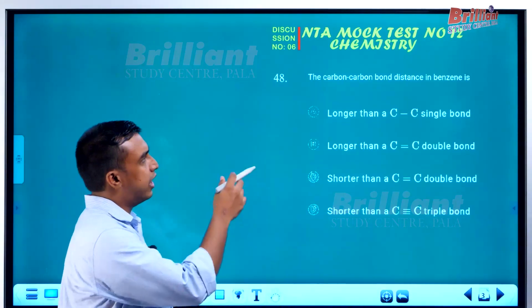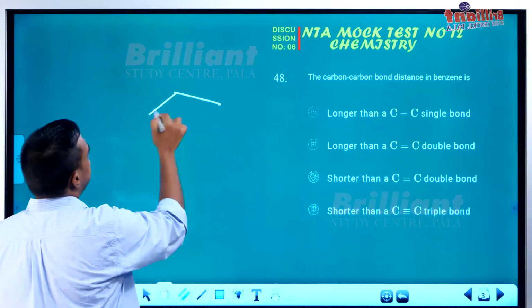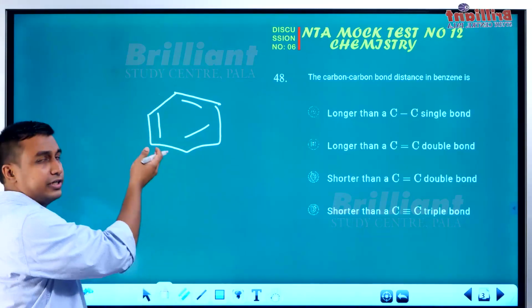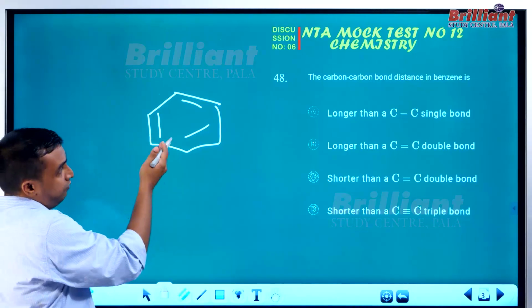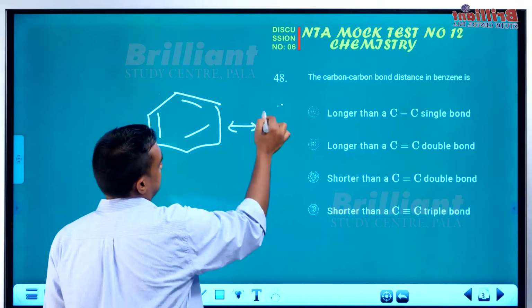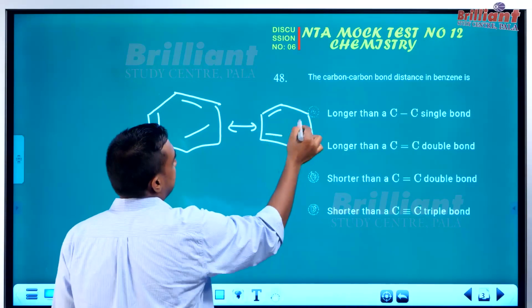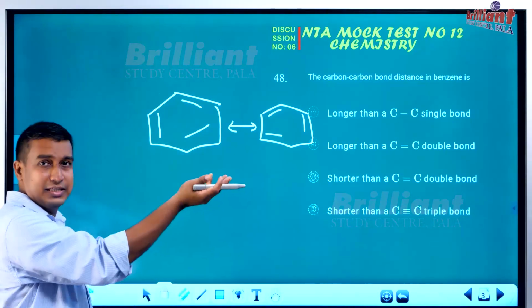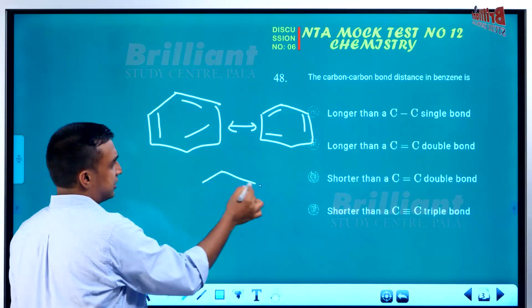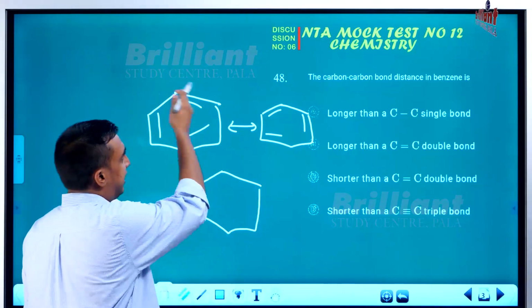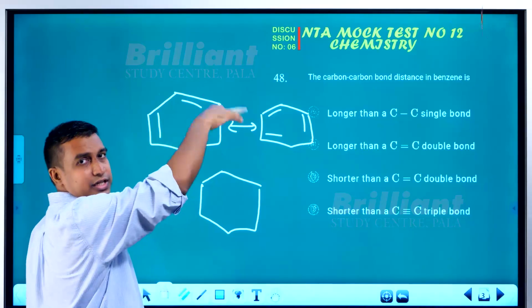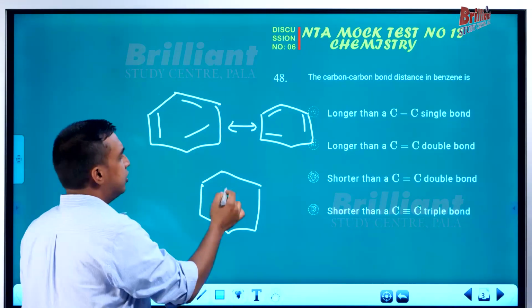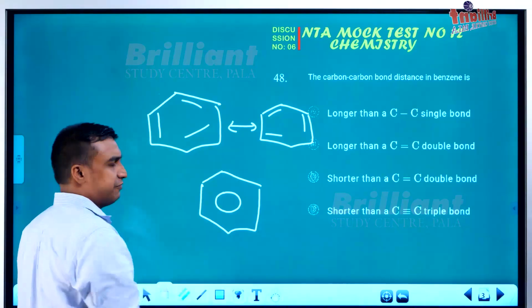Question number 48. The carbon-carbon bond distance in benzene is. Talking about the carbon-carbon bond distance in benzene, we know this is a structure of benzene, but we know that benzene can also have a structure like this. These two structures are resonance structures. But we know that these pi bonds are delocalized, so the pi electrons are always running around. So we write it like this in short.